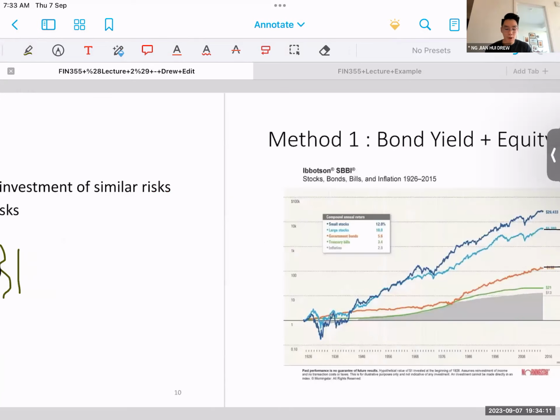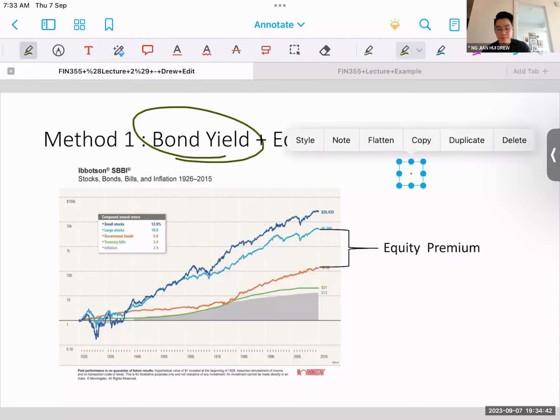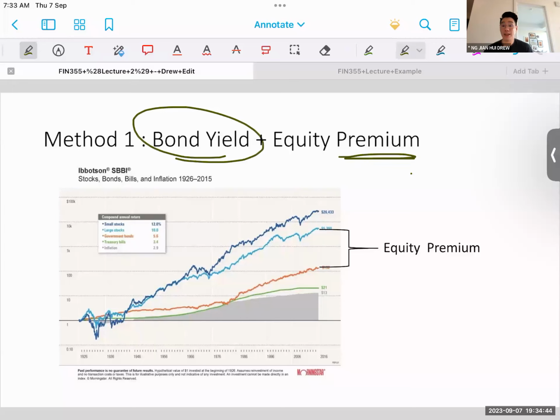So method one, bond yield and equity risk premium. A question to you: between bonds and equity, which is more risky? Yeah, I guess everyone knows that. Very good, equity is more risky. Perfect. So if we have the bond yield of the company, and we know that equity is more risky, that means there must be a premium placed on equity, right?